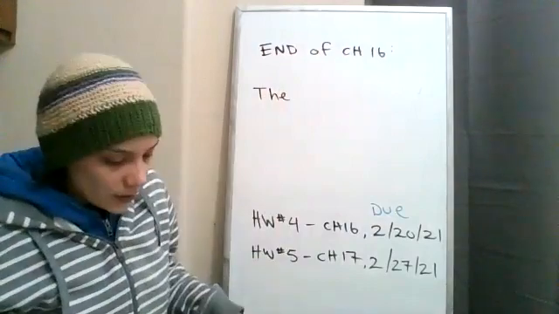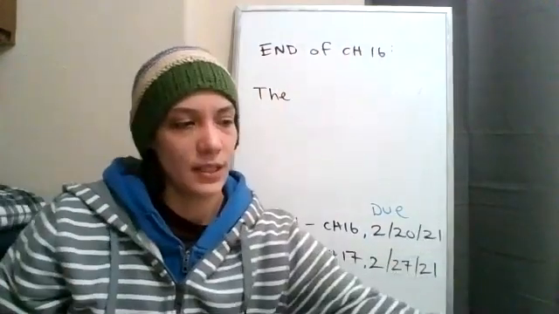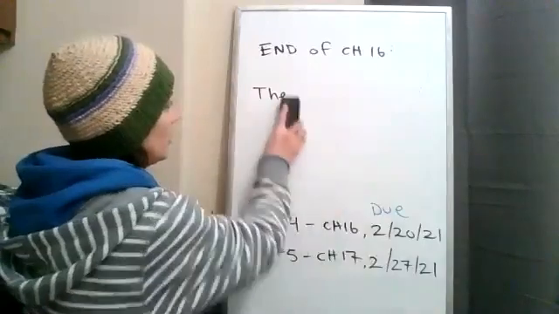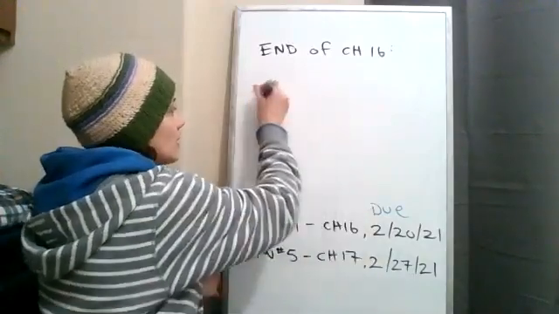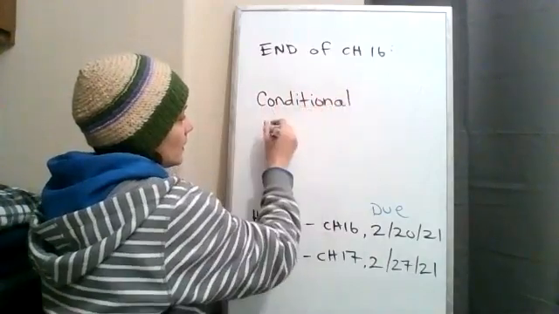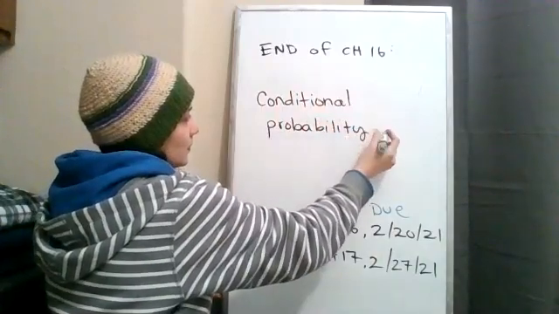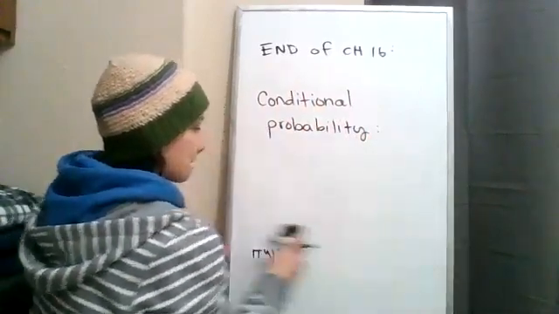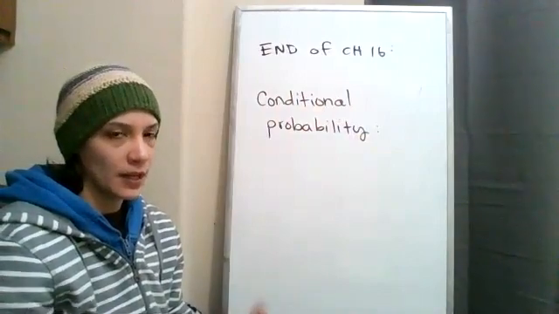So one last rule to learn for probability. It's called conditional probability. So actually, we're going to back up. First we'll write out what happens, and then we'll talk about the formula.